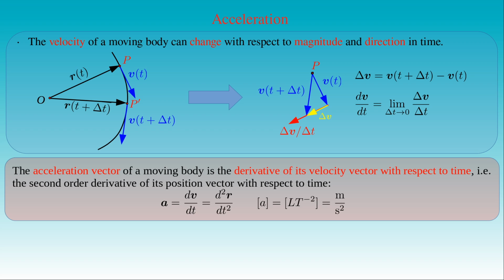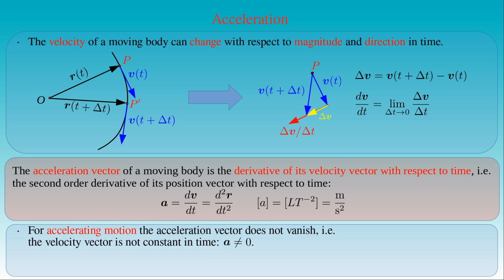We denote the acceleration vector with the boldface letter A. Its physical unit is the ratio of the unit of length to the square of the unit of time, following from its definition. Then its SI unit is meter per second squared. We talk about accelerating motion if the acceleration vector of a moving body does not vanish, which means the velocity vector of the moving body is not constant in time.